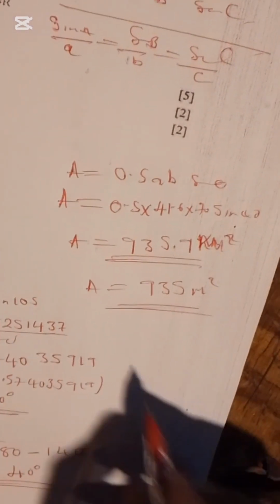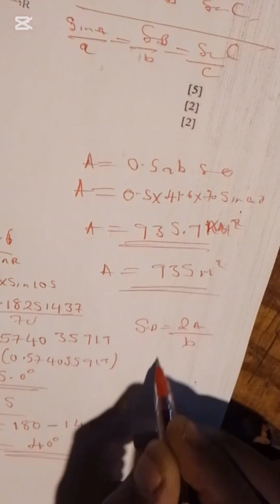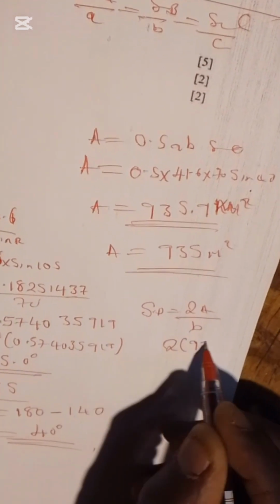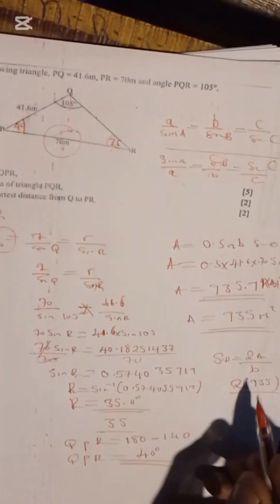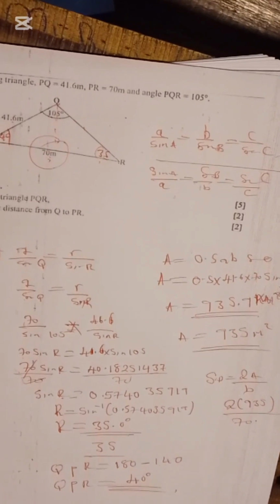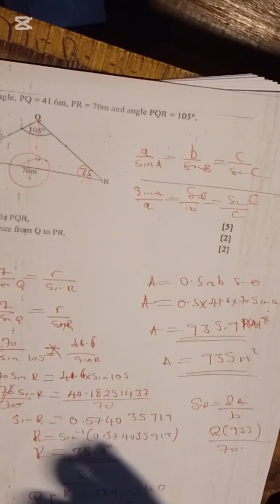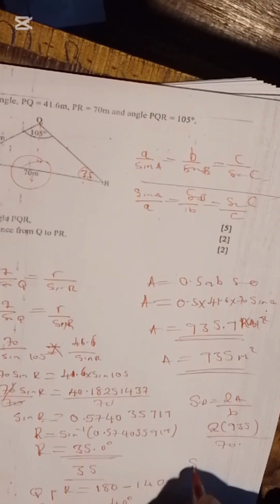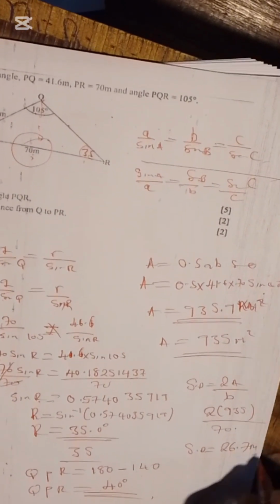Shortest distance, as usual, will be shortest distance equals 2A over b. So it will be 2A, 935, over, where they said shortest distance of Q to PR, which is 70. So in this case, it's 935 times 2 divided by 70. So our answer will be shortest distance equals 26.7 meters.